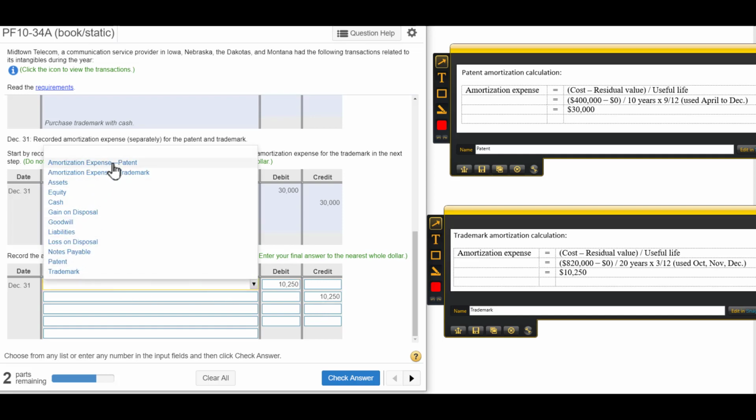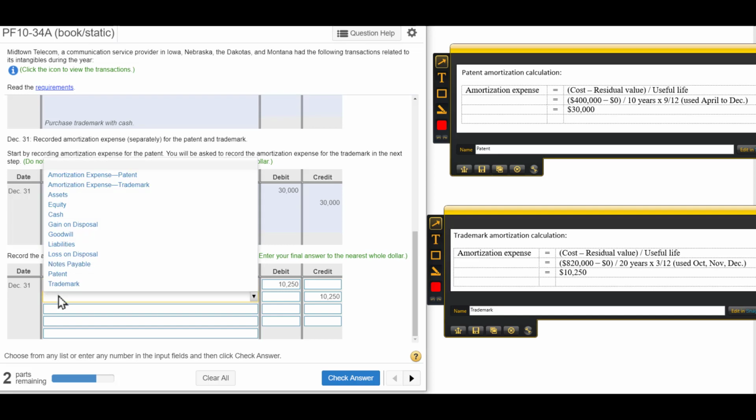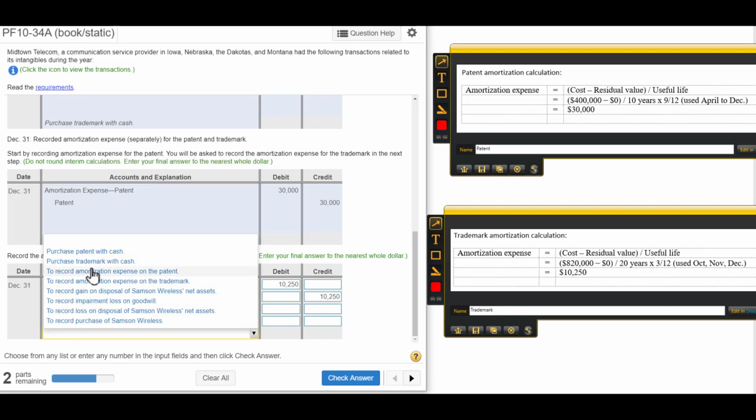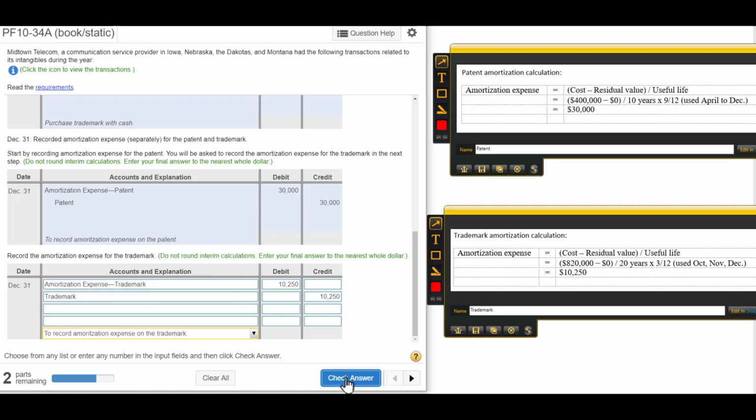Amortization expense goes up, and then the trademark goes down directly. To record amortization expense on the trademark.